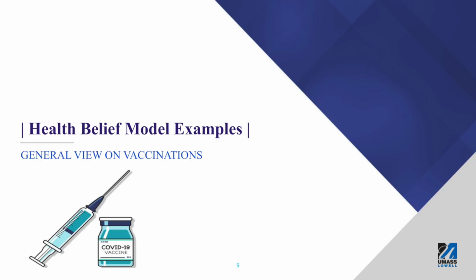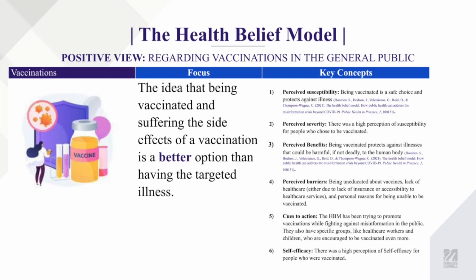The health belief model also has a view on vaccinations. Regarding vaccinations, the idea is that being vaccinated and suffering the side effects of a vaccine is a better option than having the targeted illness. When comparing it to the chickenpox vaccine, the idea is that having the shot is less painful than having the itchy rash and the other symptoms that come with chickenpox. Lots of people believe that being vaccinated is a safe choice and protects against illness, and this is also backed up by the CDC. There's a high perception of accessibility for people who choose to be vaccinated.